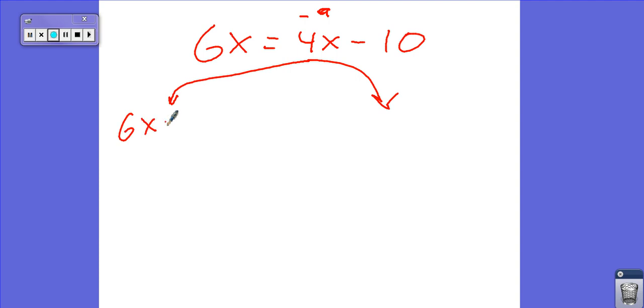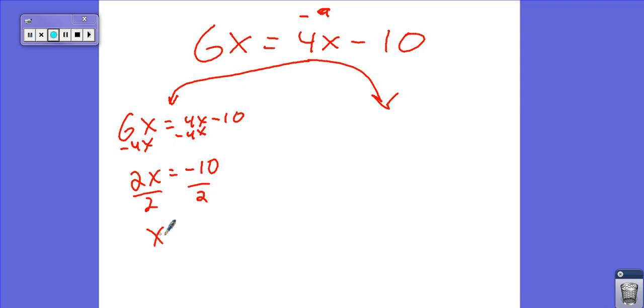right over here. 6x equals 4x minus 10. I'm going to subtract 4x on both sides. That gives me 2x equals negative 10. Then I divide by 2 on both sides. I get x equals negative 5. Make sense?